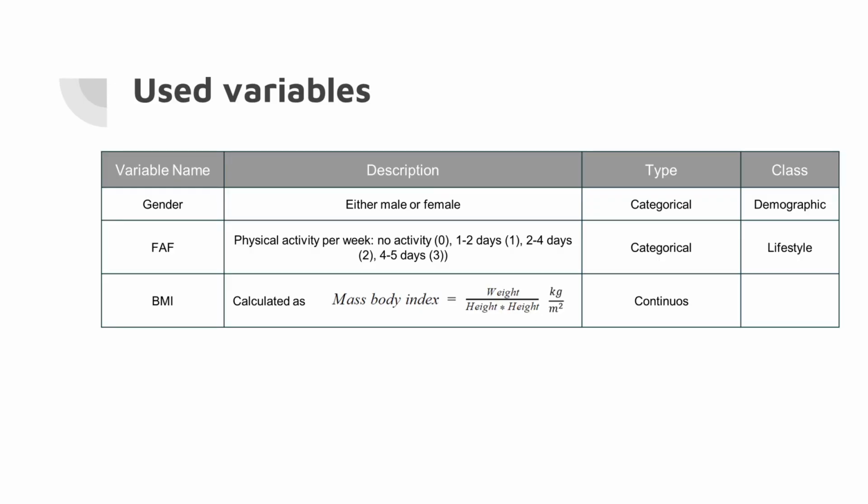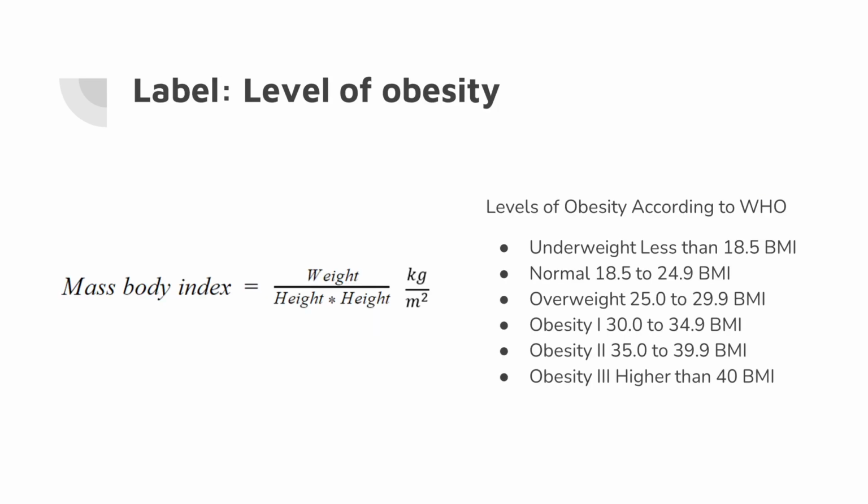The hypotheses we selected to adjust in order to practice the regression analysis include the categorical variables gender and physical activity per week, and the continuous one, body mass index or BMI. The BMI is defined as the weight divided by the square of the height.